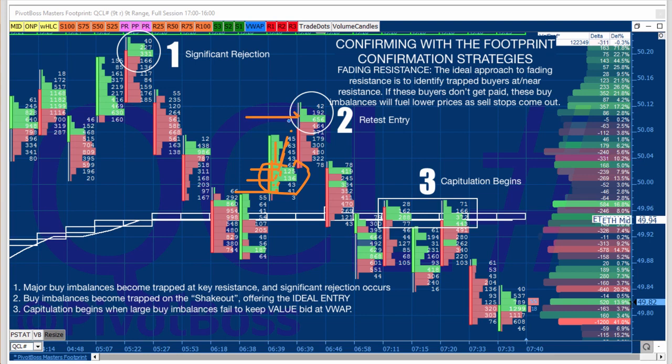It's not until here where they encounter the significant rejection caused by the passive sellers and their limit orders. That's where they were hunting. And so once price ran into that buzzsaw of limit orders, that's where the absorption occurred. Those late participants got trapped, and then the sell stops came out. This right here, this is where the capitulation begins.